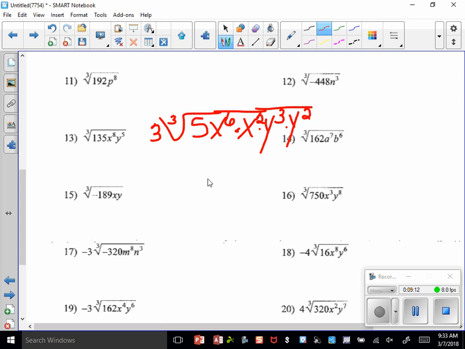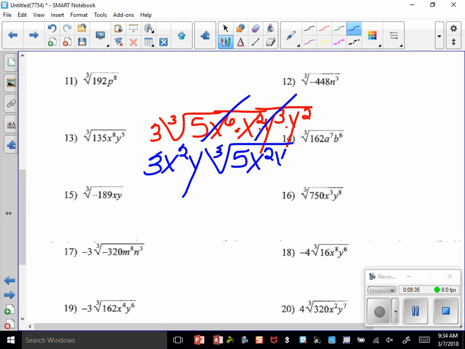So we can now take out the 6, and we divide it by the index. What's 6 divided by 3? 2, so that's going to be x squared. Take out the y to the third. What's 3 divided by 3? So y to the first. And then what's left? You're going to say the cube root of 5x squared y squared.